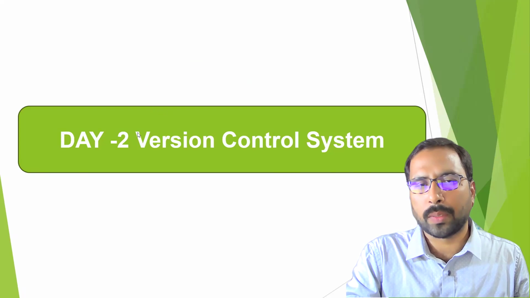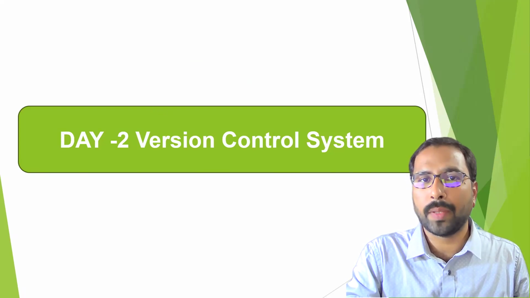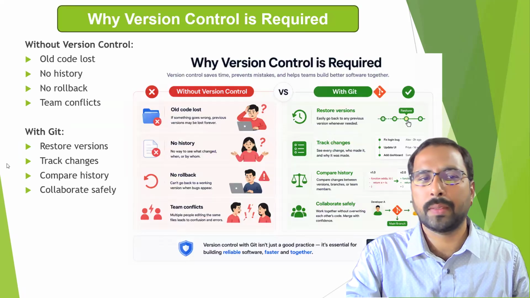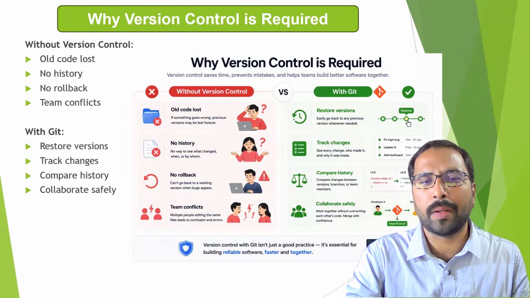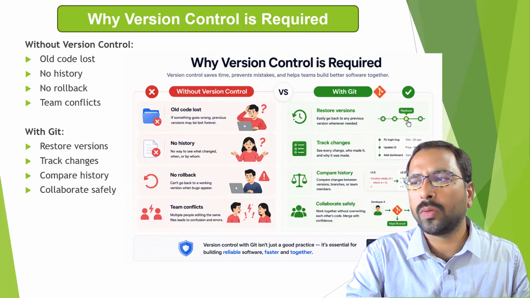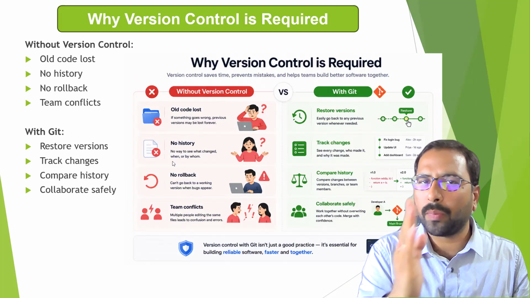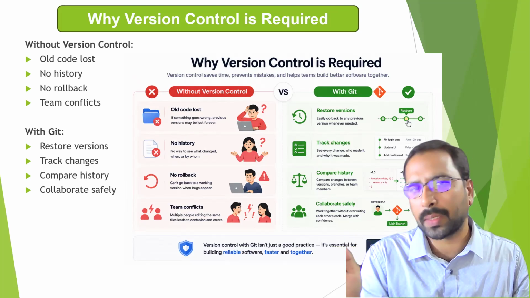So version control system, Git version control system. What is the use of that? If you don't have that, what will happen? We'll discuss. Version control helps developers save every change made in the project, so old code is never lost permanently. The complete data it is going to maintain like versions.